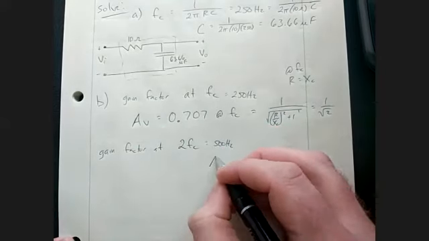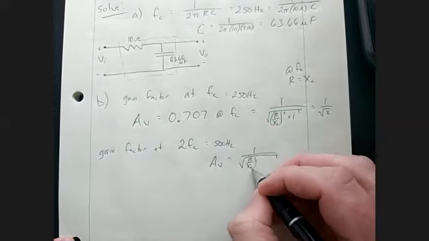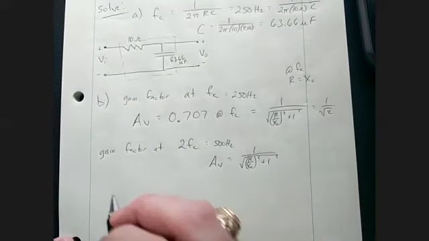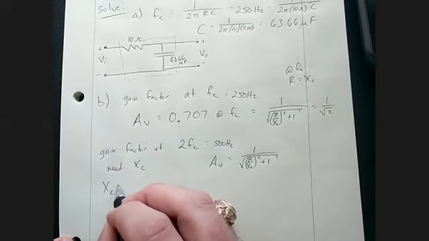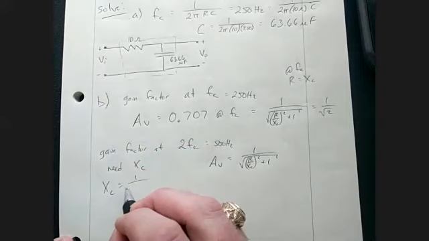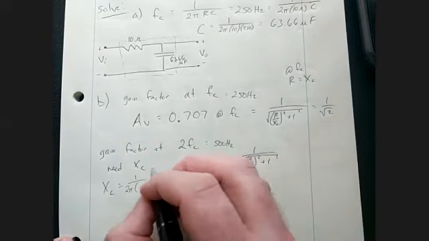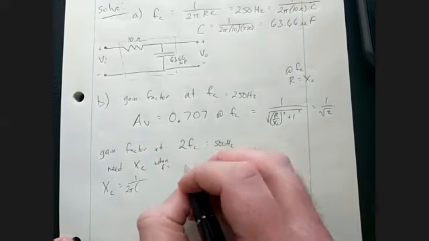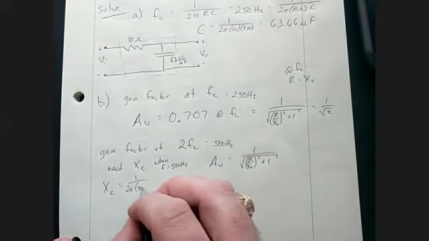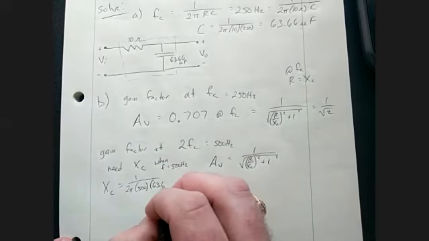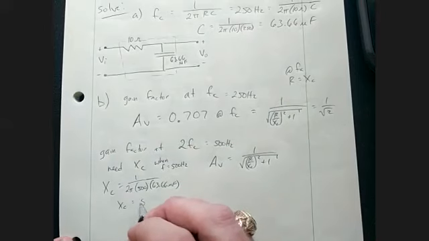If I'm using this formula again, AV equals 1 over the square root of (R over XC) squared plus 1. What I need to calculate is XC. So like Kevin said, we can just calculate XC. XC is 1 over 2 pi F, where F equals 500 hertz. So now I can plug in 500 and 63.66 microfarads, and XC is equal to 5 ohms.